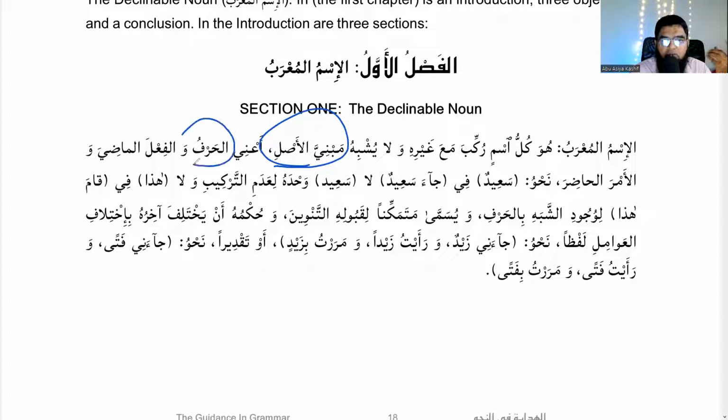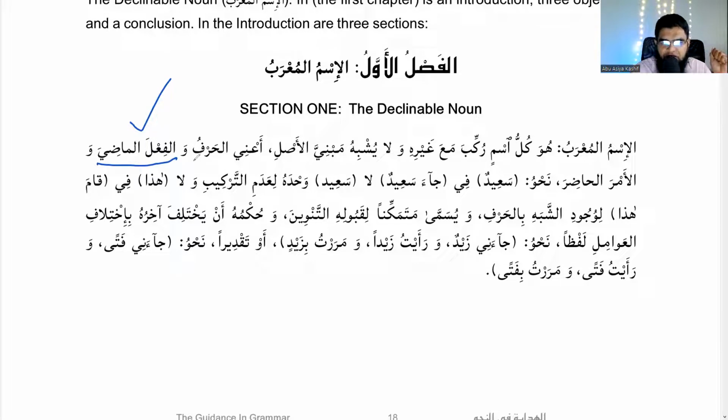Ani al Harf. So all the hurufs are Mabniul Asl. Al Harf. They do not resemble مبني الأصل. So there can be some nouns which resemble the harf. Right? We learned harf, right? Harf are particles. والفعل الماضي. These are also مبني الأصل. They are originally مبني. Fixed, fixed, fixed.